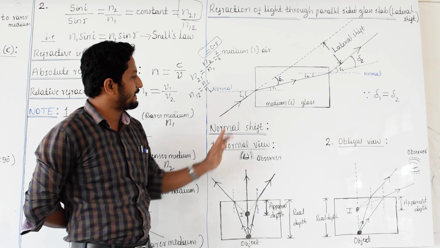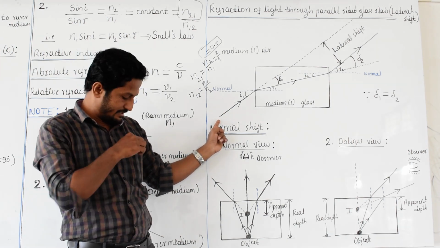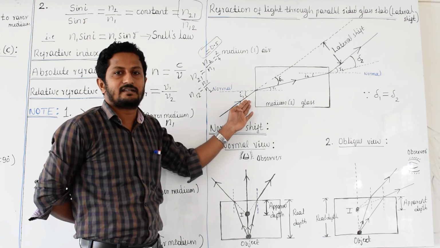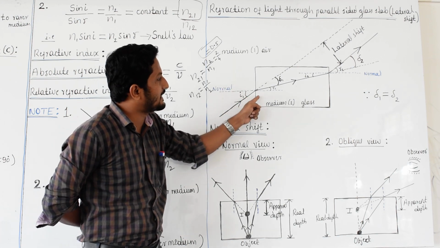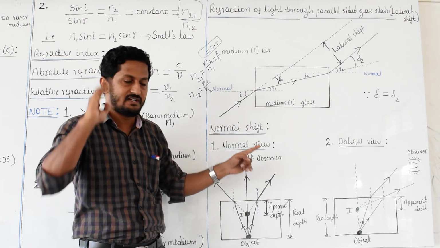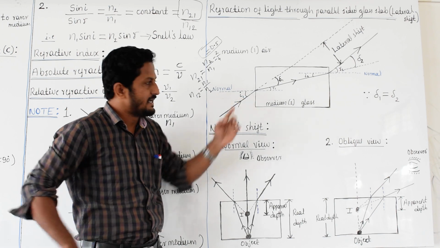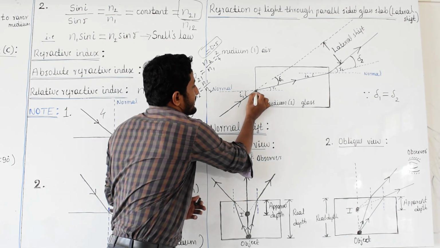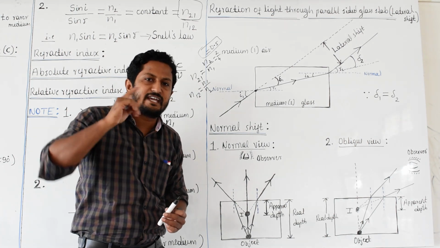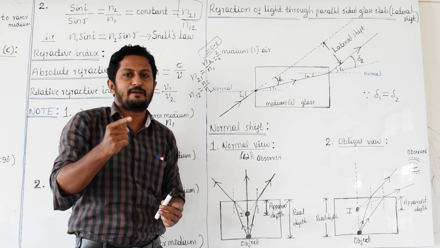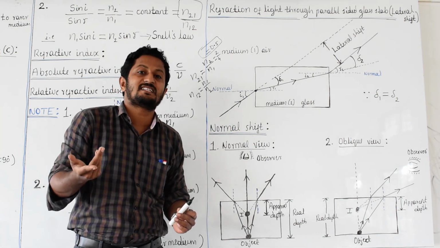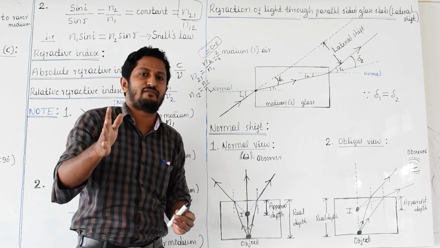Now look here. Concentrate on this light ray. This is a light ray which is coming and going to strike the glass slab on this side face. This light is coming like this. It got incident here. When light is going to hit any surface, it may reflect, as in reflection, or it may transmit, as in refraction.